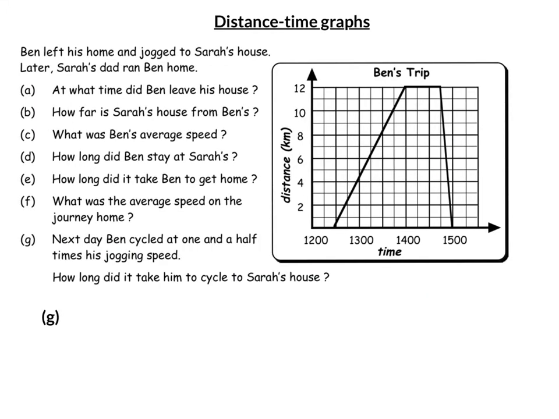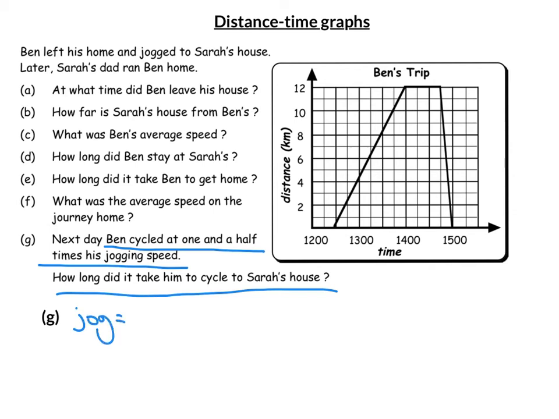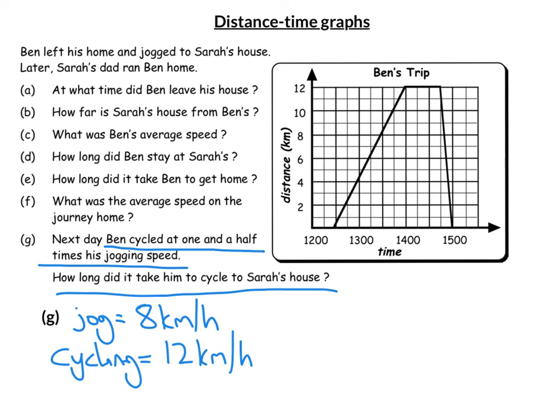So the last part, G. Next day, Ben cycled at 1.5 times his jogging speed. How long did it take him to cycle to Sarah's house? Okay, well, his jogging speed was 8 kilometers per hour. That was from part C. So his cycling is 1.5 times more than that. So if we times 8 by 1.5, we're going to get 12 kilometers per hour.